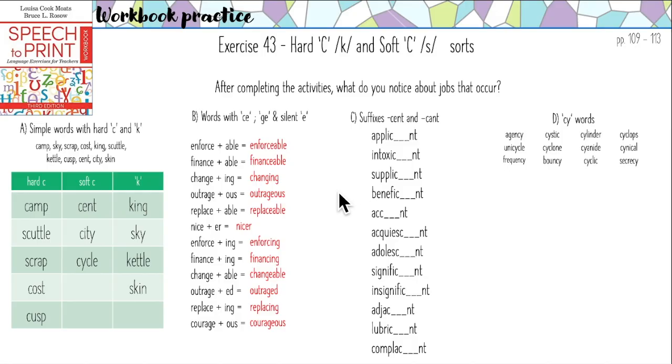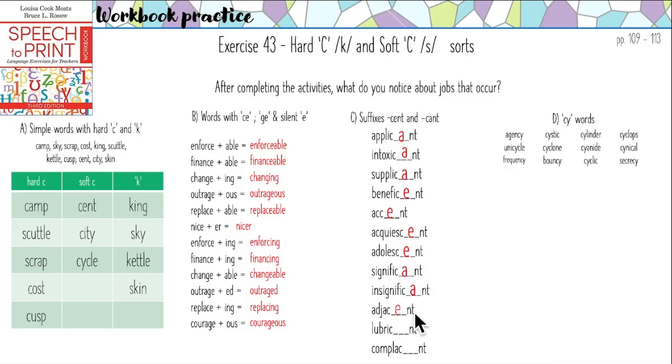Welcome back and let's take a look. So it's applicant, so we need the CA. Intoxicant, supplicant, beneficent, so we need that soft C. Accent, acquiescent, again, we need that soft C, so we're going to use an E. Adolescent. If I used an A, it would be beneficant, accent, or accant, acquiescent, and those aren't the words we want. So significant, we want the hard K.